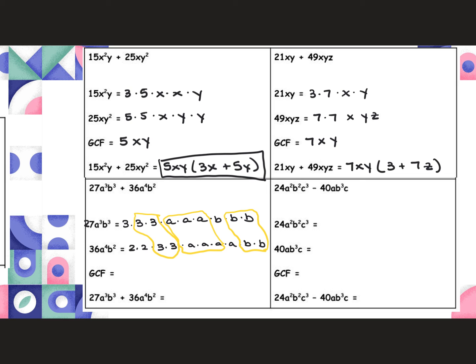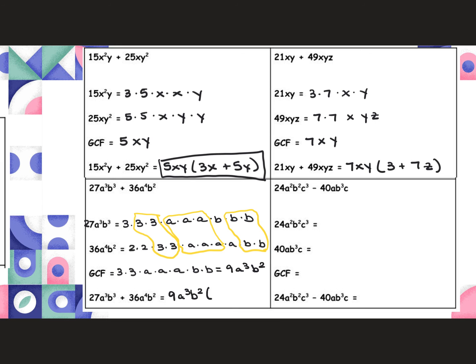All right. So for my GCF, I have 3 times 3 times A times A times A times B times B. So 3 times 3 gives me 9, A cubed B squared. So my GCF on the outside is 9A cubed B squared.